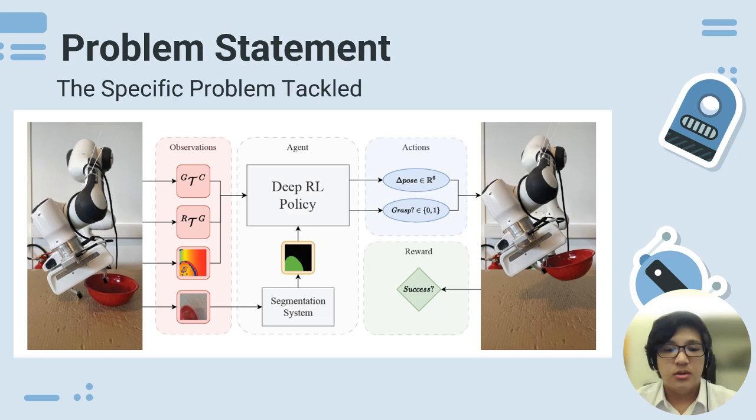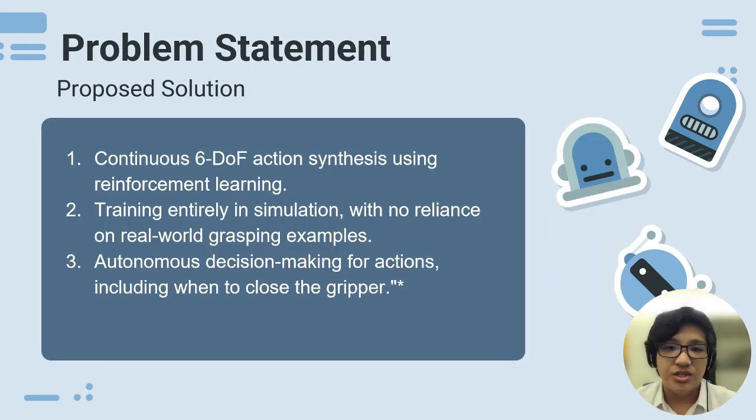To address these challenges, the researchers developed a vision-based closed-loop framework with the following features: continuous 6 degrees of freedom action synthesis using reinforcement learning, training entirely in simulation with no reliance on real-world grasping examples, and autonomous decision-making for actions including when to close the gripper.